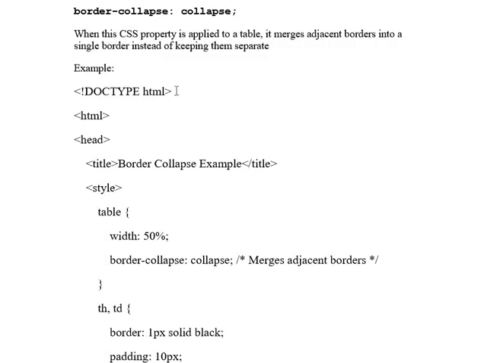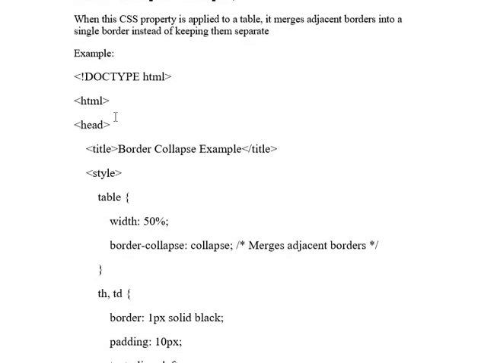Like the previous example, you can use this first statement for declaration of document type. Then this is, as usual, the opening of the HTML document. Then this is the head part of our source, where we are providing the title to our web page as border collapse example.